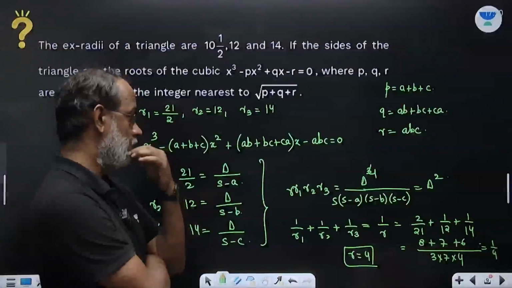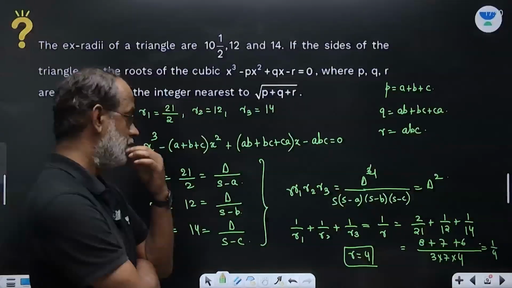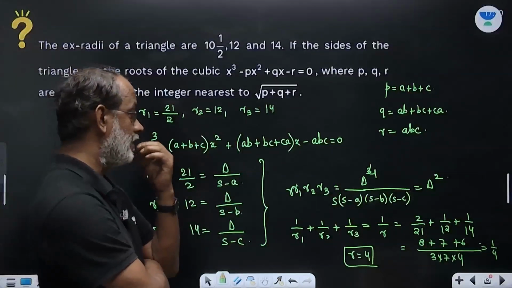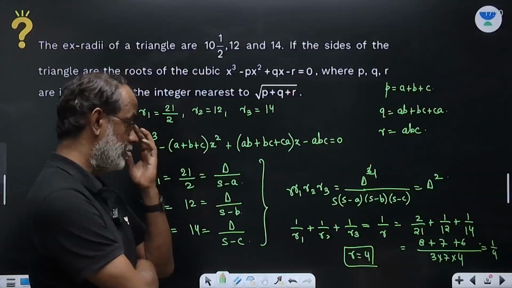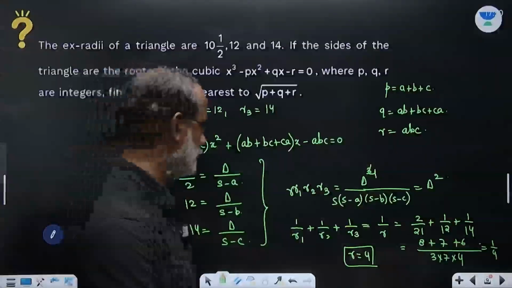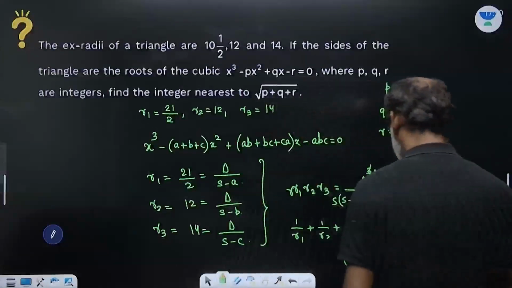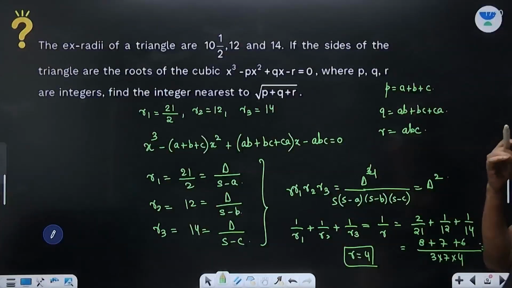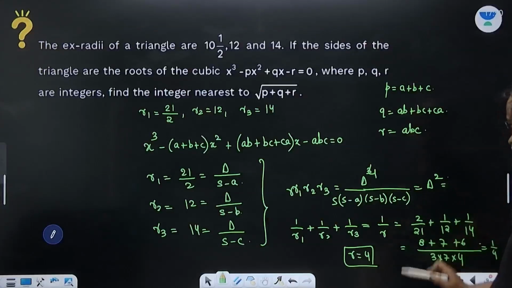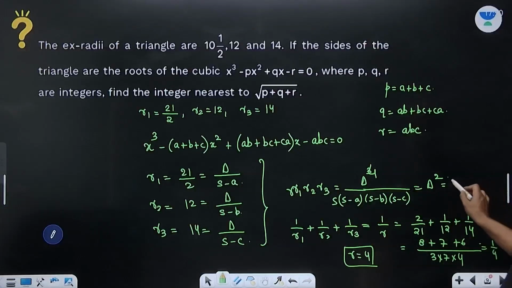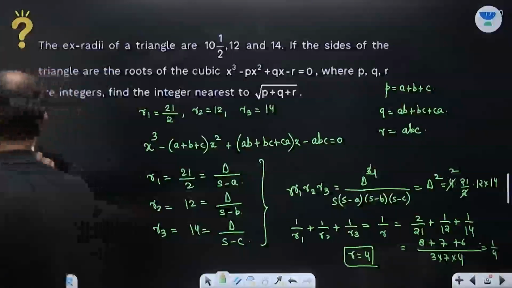If R is 4, you find delta. Okay, once we find delta square, so if R is 4, R into R1 into R2 into R3, this becomes 4 into 21 by 2 into 12 into 14. So 2, 2. So delta square, what is delta square?